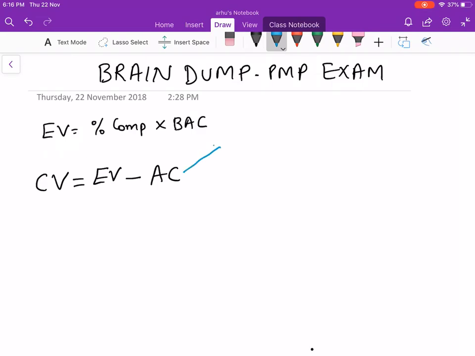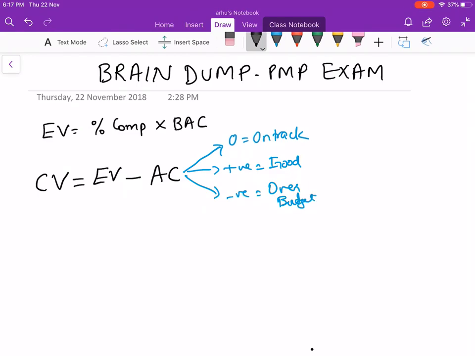I'll show you three cases. If cost variance is zero, you are on track. Nothing to worry about as a PM. If cost variance is positive, you can be happy. It's good to be positive. So you're under budget, you can still use the money. And if cost variance is negative, you are over budget. It's dangerous. Over budget. So your sponsor might ask you what happened, why are we losing money over here?